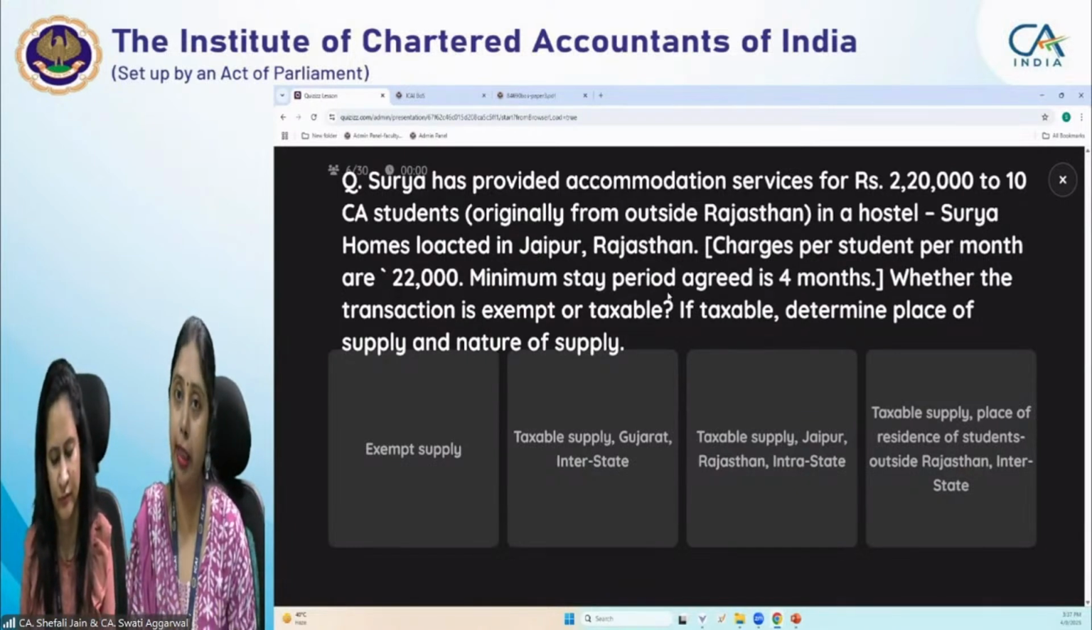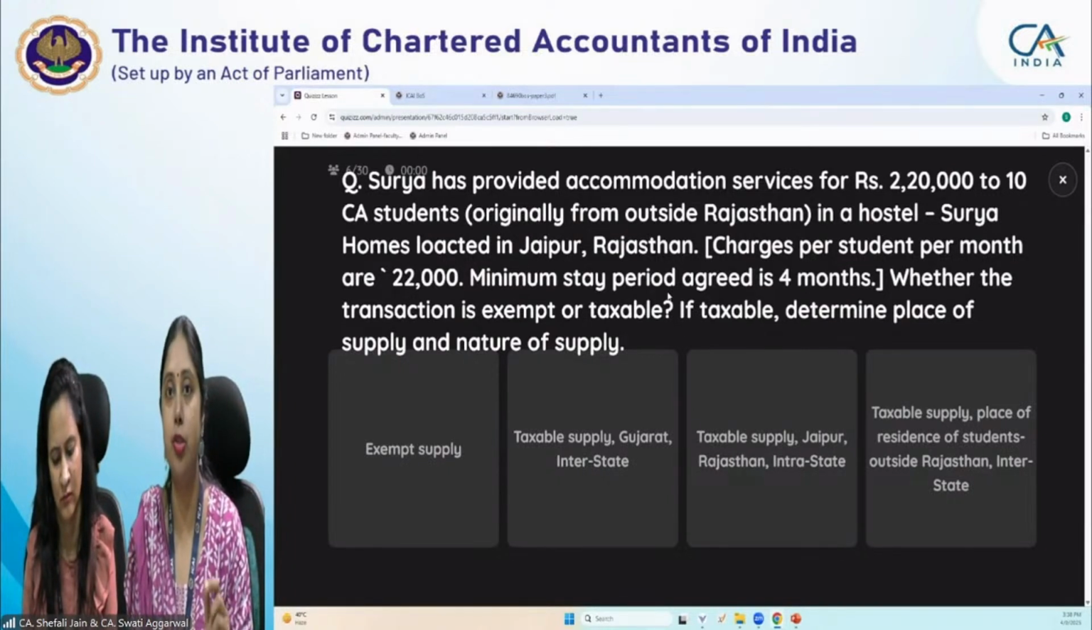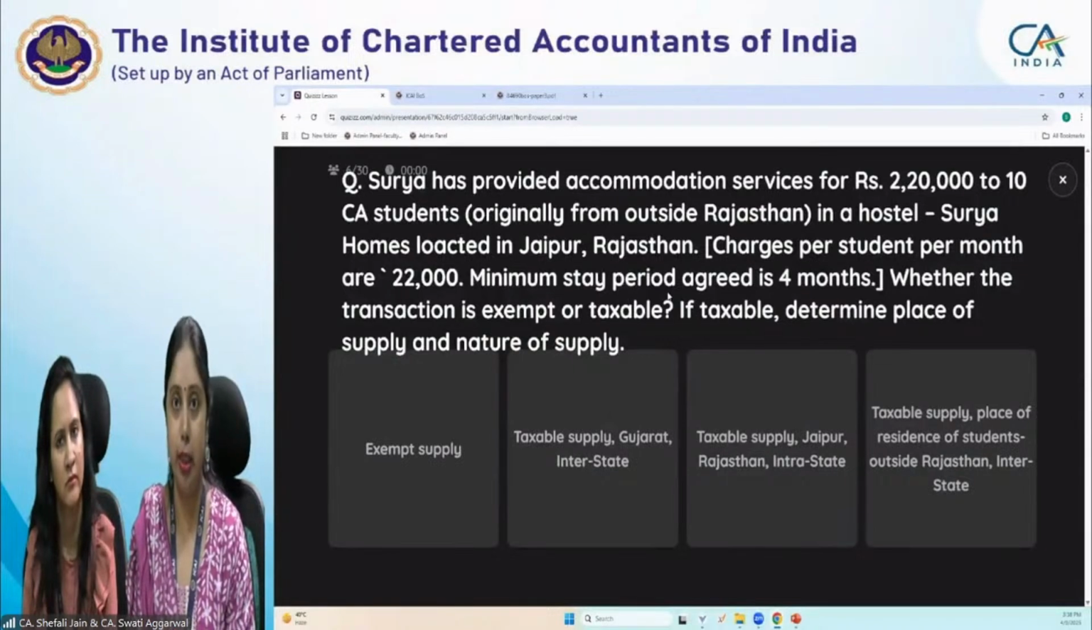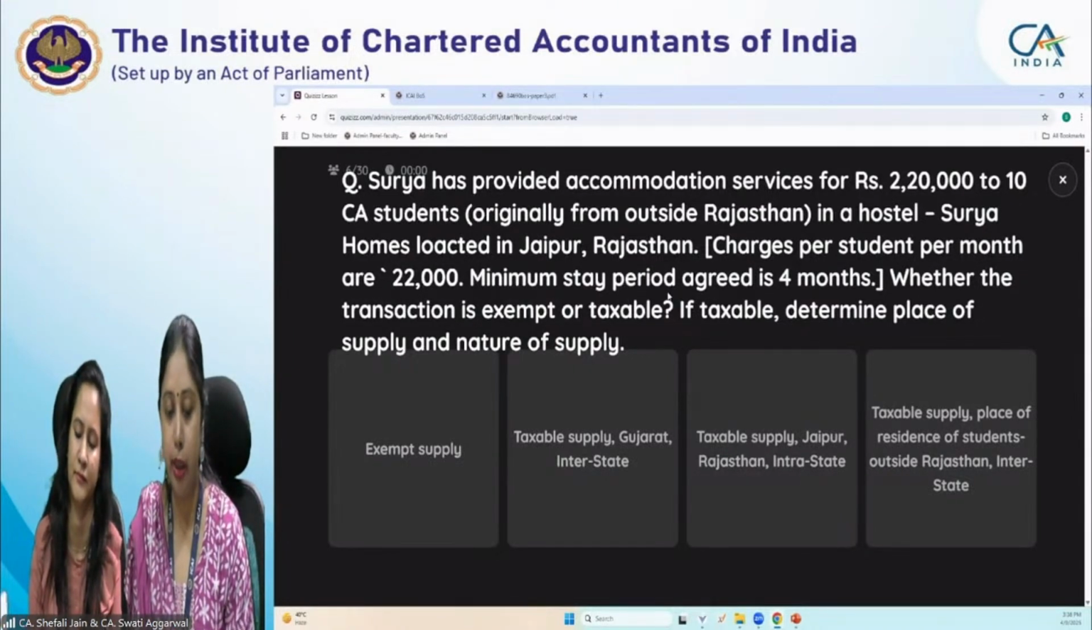Now that is exceeding 20,000. Though the condition was that it should be up to 20,000, then that accommodation service will be exempt. In fact, the minimum period of stay should be 90 days in that case. Here, the minimum period of stay is 4 months, so that condition is being met. But the condition of the threshold limit of the value of supply, that is 20,000, has been exceeded. Therefore, it becomes a taxable supply. So exemption is not there. First option is not correct.